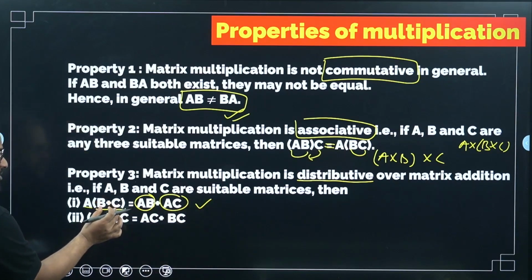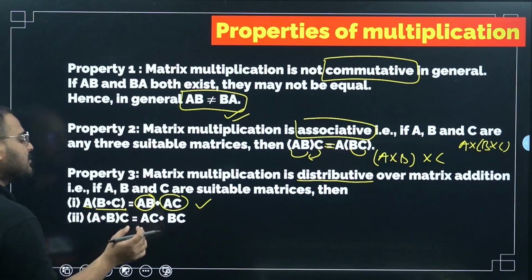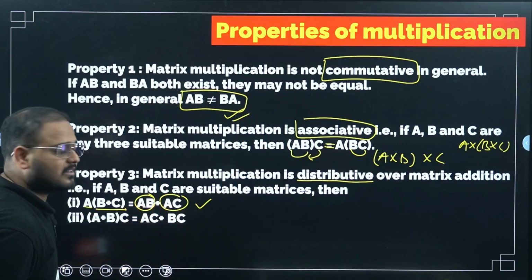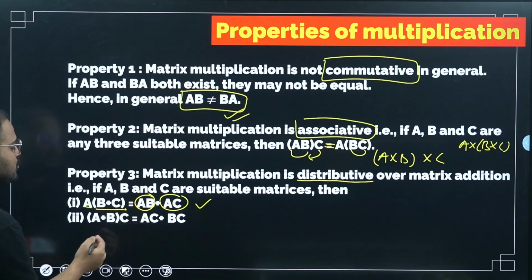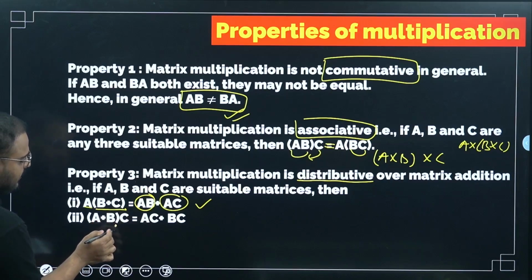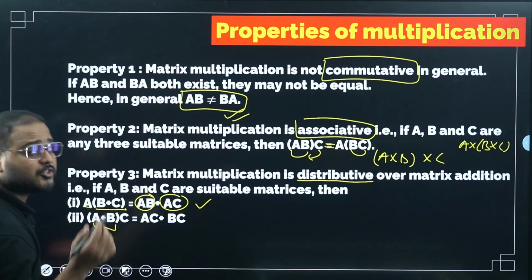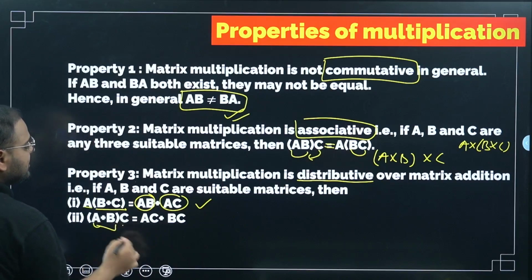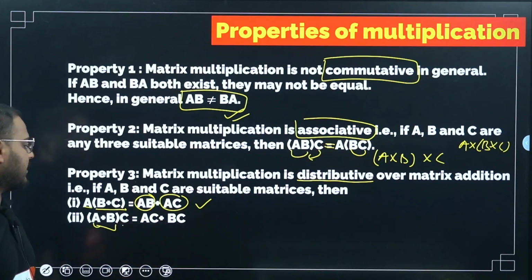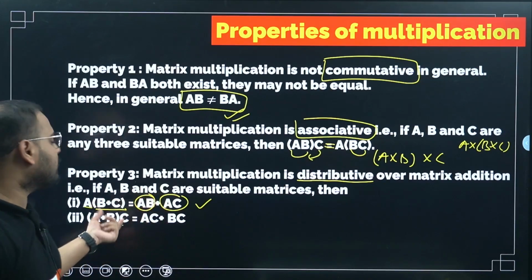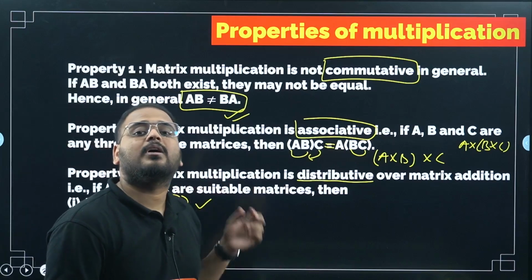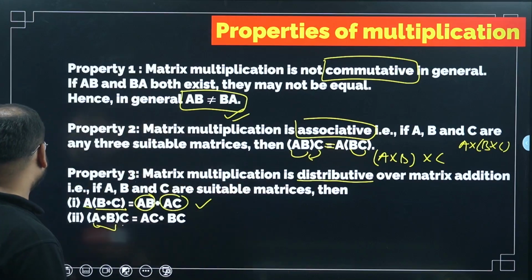If I do the addition first and then multiply, it gives me the same result as multiplying first and then adding the results. It works the other way around also. First we add the first two matrices and then multiply with C, or AC plus BC is also correct. So the distributive law over addition is valid for matrix multiplication.